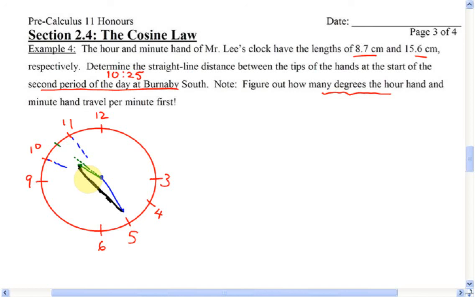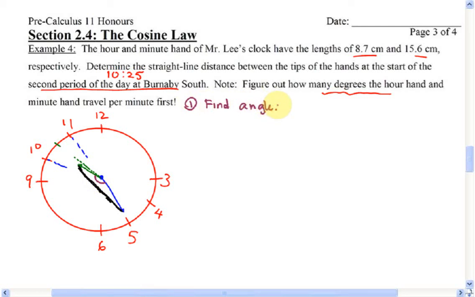Not yet. What are we missing? The angle. The angle, yes. The angle here is what you need to figure out. So the first step you need to do here is find the angle. And I'm going to let you think about that right now first.